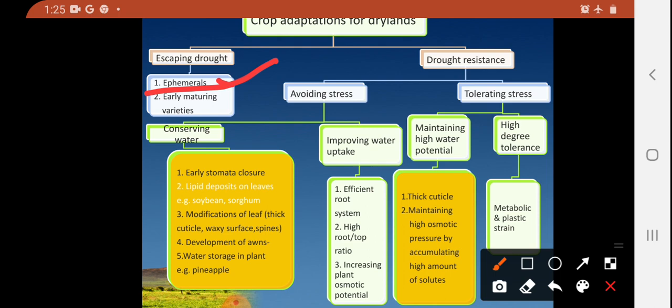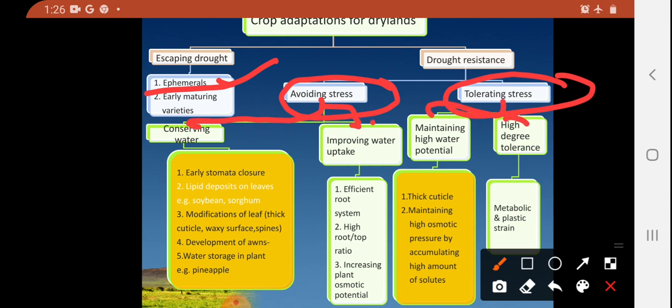In cultivated crops, early maturing before soil moisture stress is the main crop adaptation to drought situation in dryland areas. Next is drought resistance. Plants can adapt to drought condition by two ways again: by avoiding the stress situation, or by tolerating the drought situation. Let's see the different crop adaptations for avoiding and for tolerating this drought situation. Here you can see I have quoted a few things.